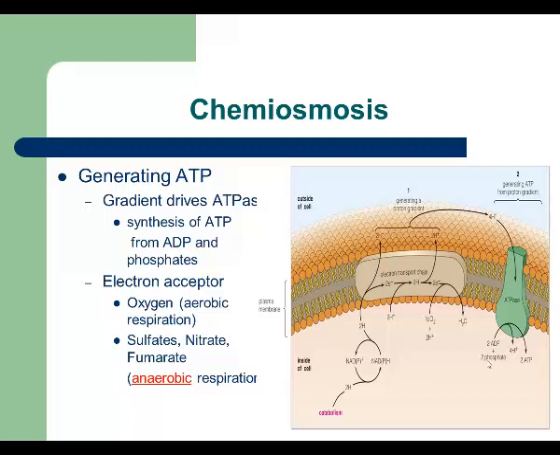How about anaerobes? Anaerobes do not use oxygen for metabolism, right? That's right. For anaerobes, terminal electron acceptors will be sulfates, nitrates, and fumarates.